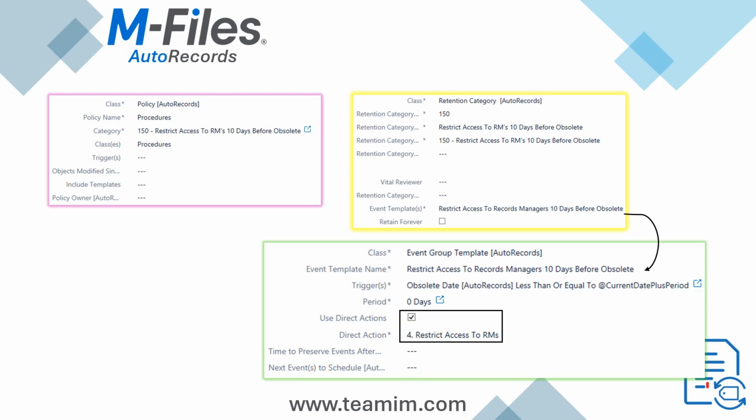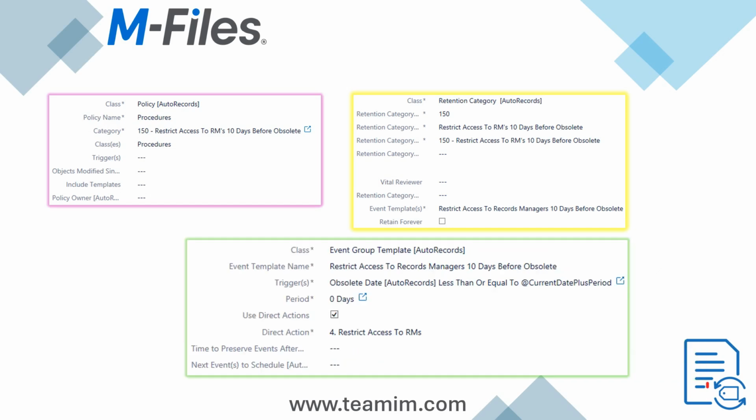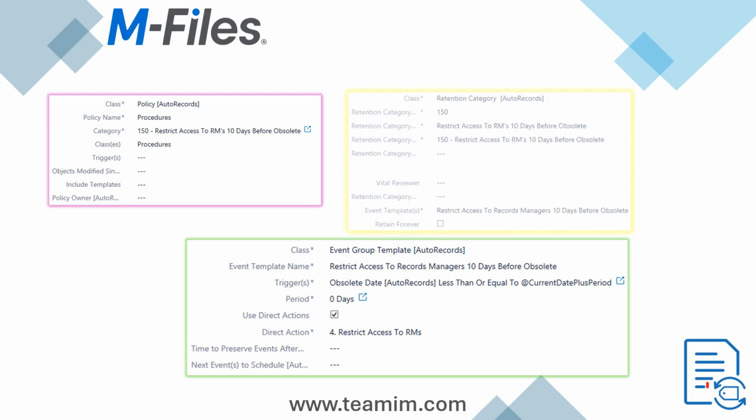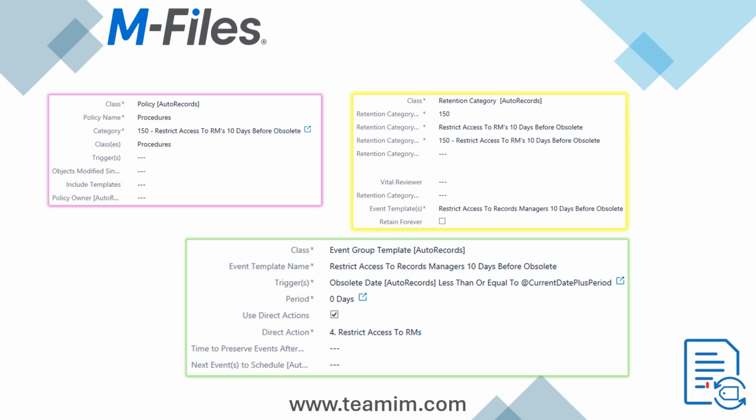Our assumption here is that once the access is restricted, there are some other retention actions or business processes that deal with this record. With that, we've set up the 3 primary objects that AutoRecords uses. The policy was set up to ensure only procedure documents are included in this retention category. The retention category schedules a single event to restrict access to the documents.